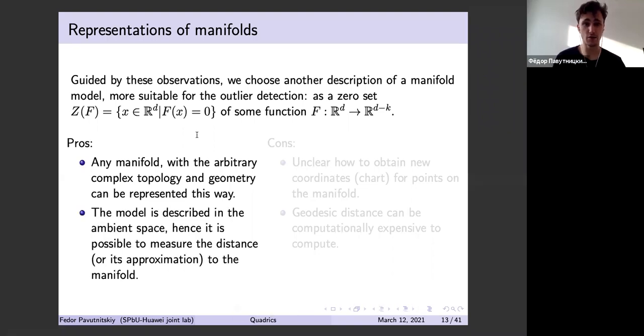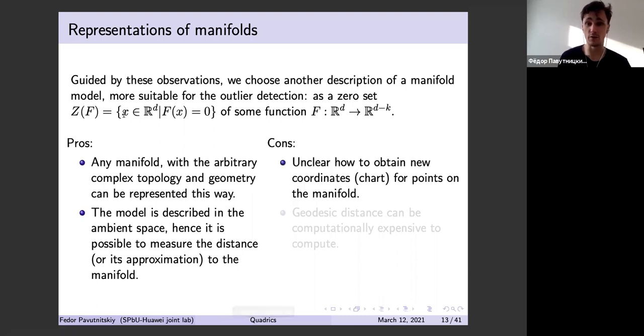And as you can see, if we describe a zero set of some function, we don't have any new coordinates. We work in the old coordinates. So this manifold is, in some sense, already described in the ambient space. Of course, in the strict sense, we don't have this embedding, the way to go from new coordinates to old coordinates, to the ambient space. But as we will see below, it's actually not necessary.